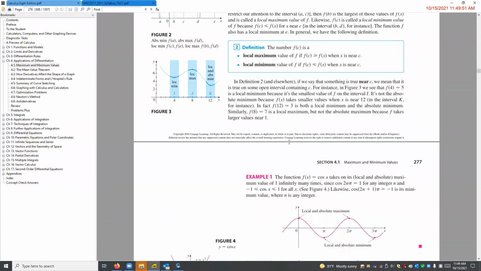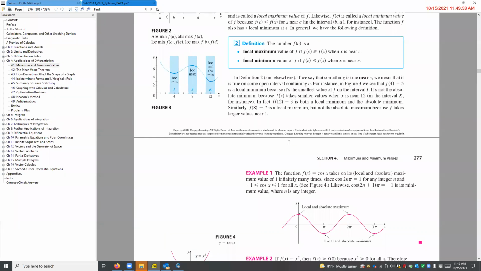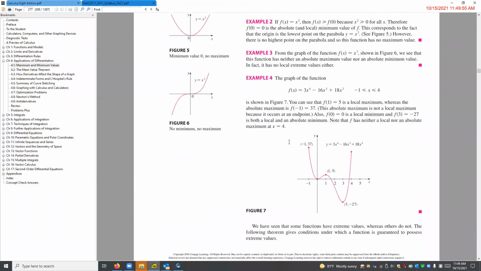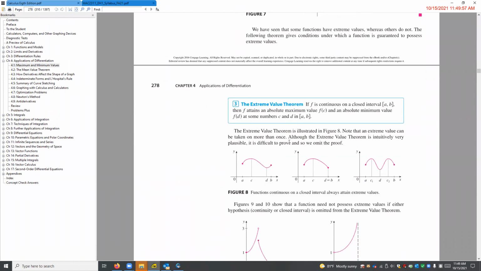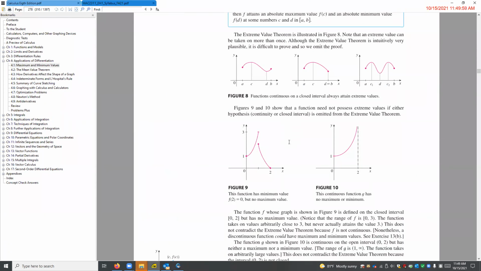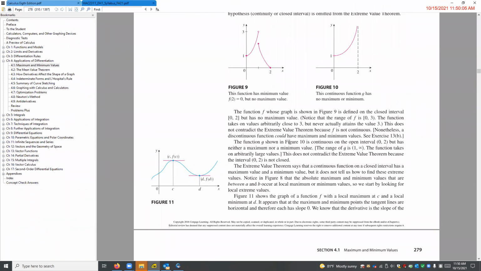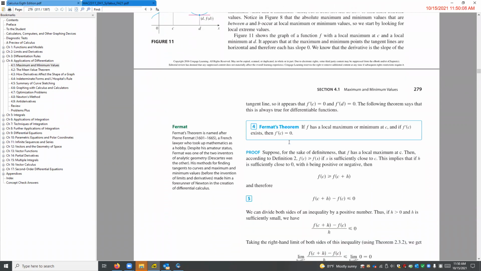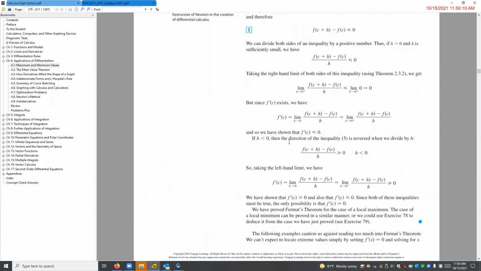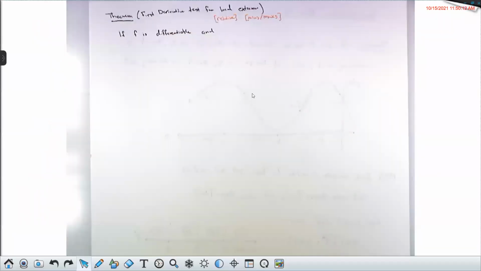Now, I'm not actually aware of a place in the book where they argue that endpoints cannot be local mins. Let's see, do they try to make this argument? I don't think so. Yeah, no, they do not. But this isn't something I'm going to beat you up about.